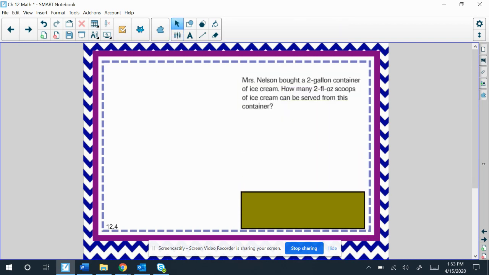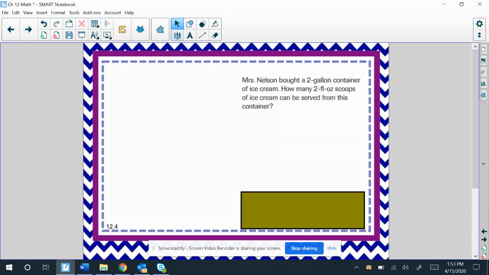Miss Nelson bought a 2-gallon container of ice cream. How many 2 fluid-ounce scoops of ice cream can be served from this container? First thing we got to do is we got to find out how many fluid ounces are there. So go ahead and draw a picture and see how many fluid ounces there are.